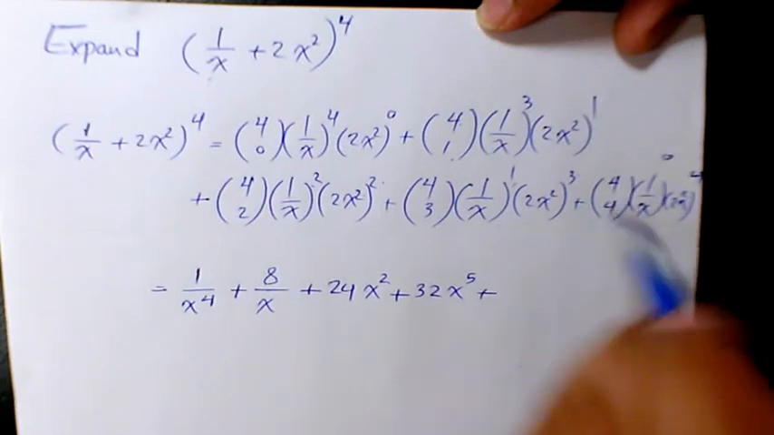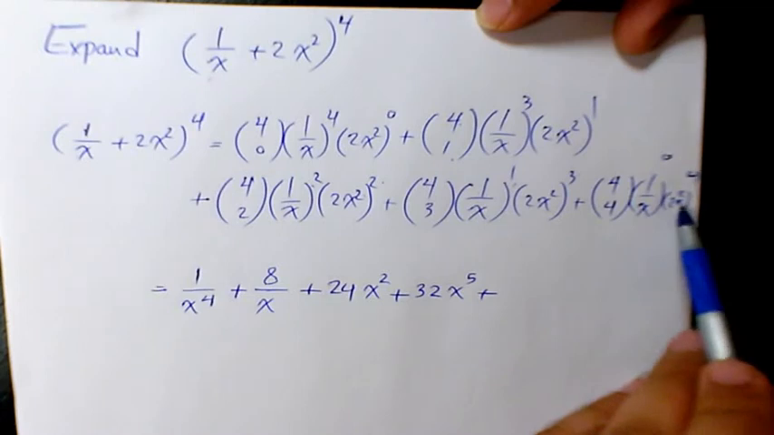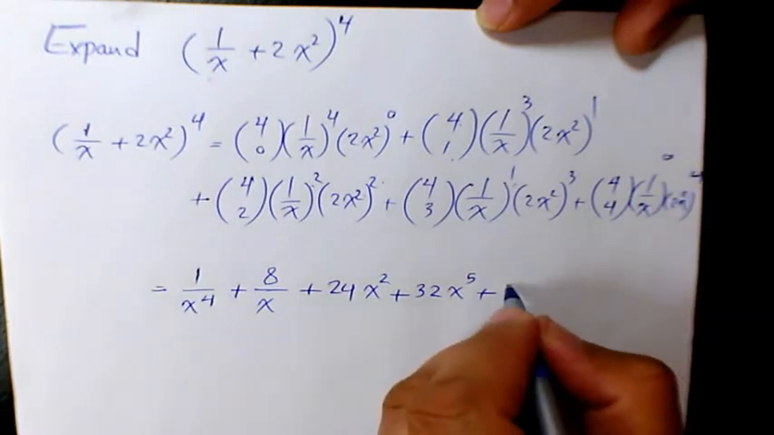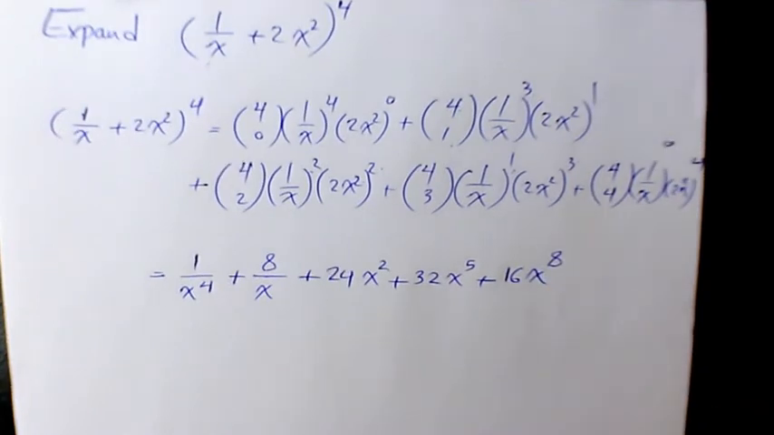Plus 4 choose 4 is going to be 1. 1 over x to the power of 0 is going to be 1. 2x squared to the power of 4 is going to be 16 x to the power of 8. So that's going to be the expansion of 1 over x plus 2x squared to the power of 4.